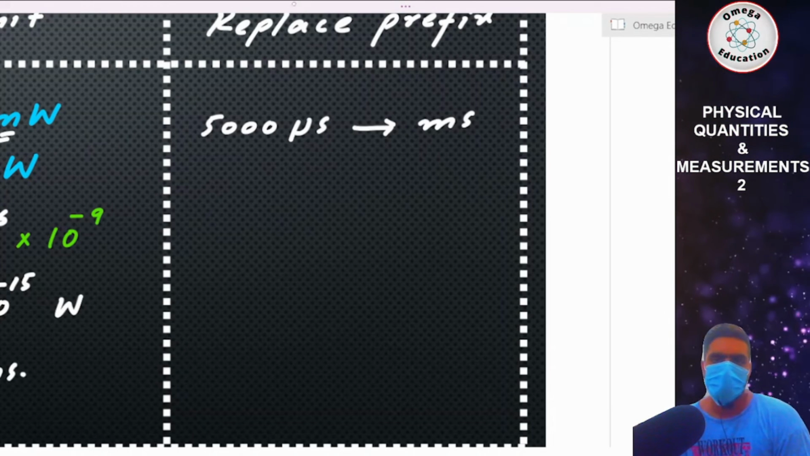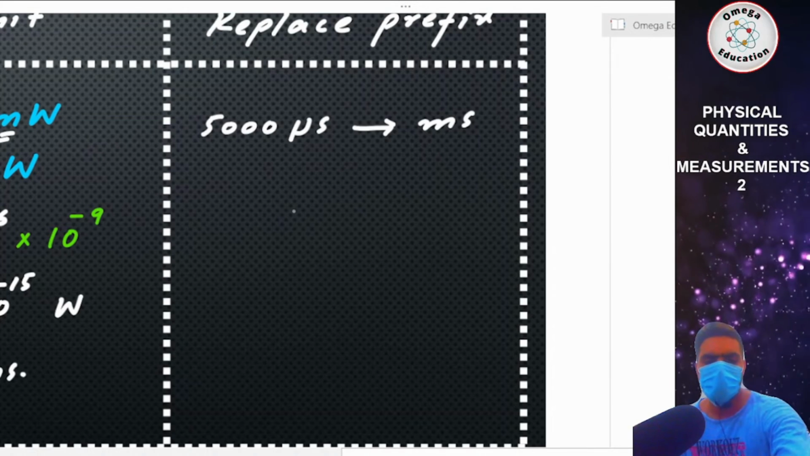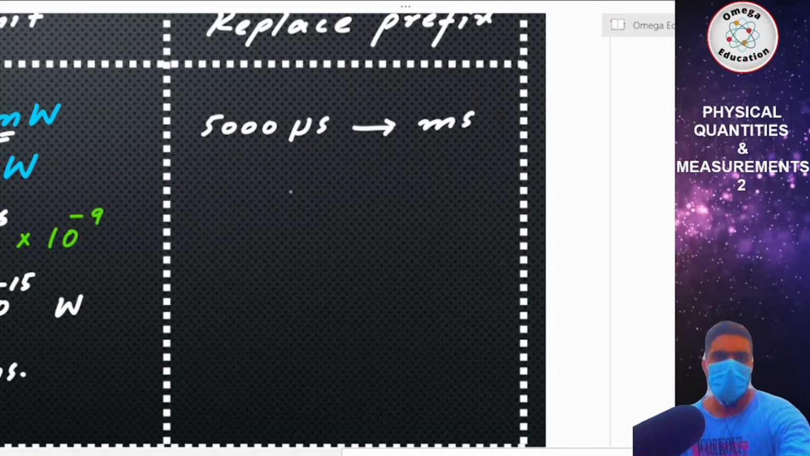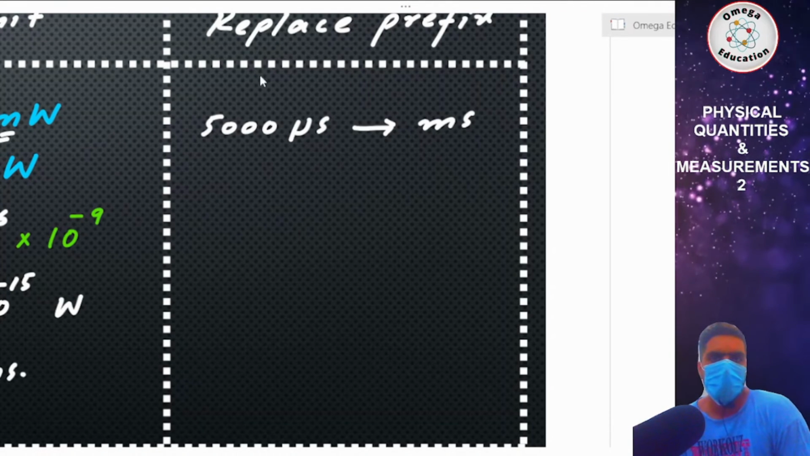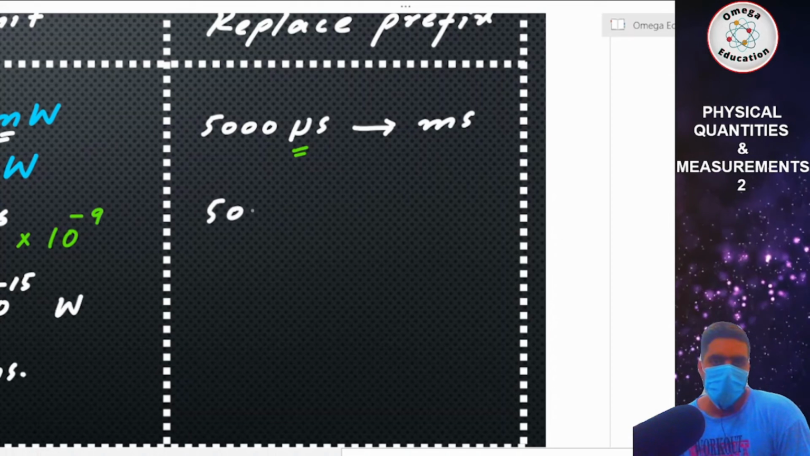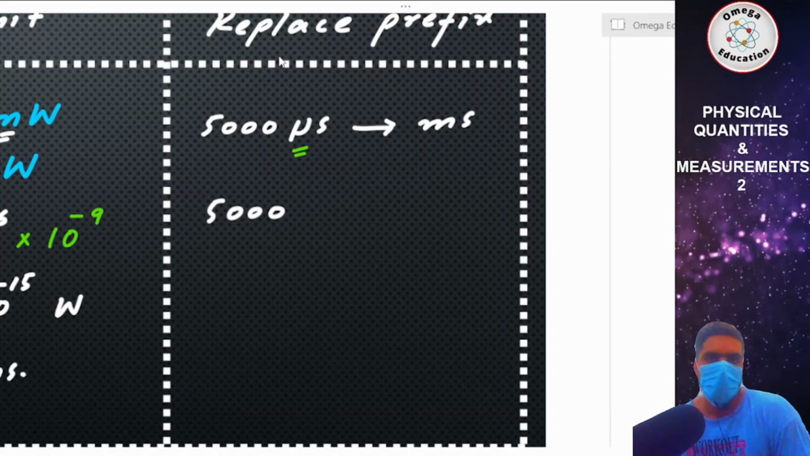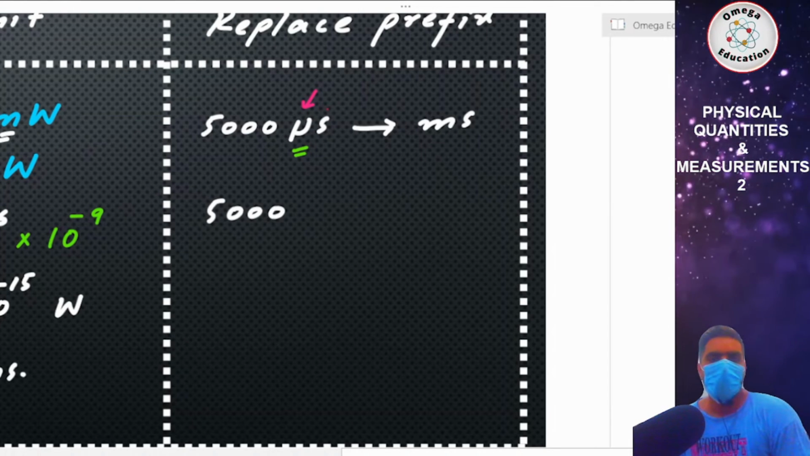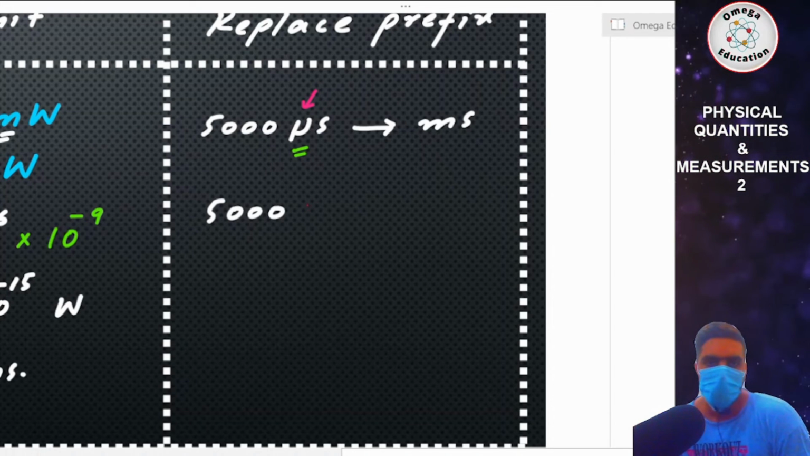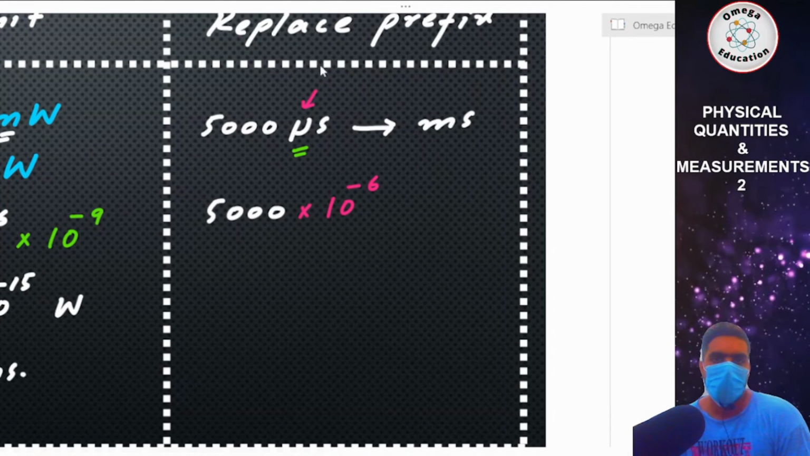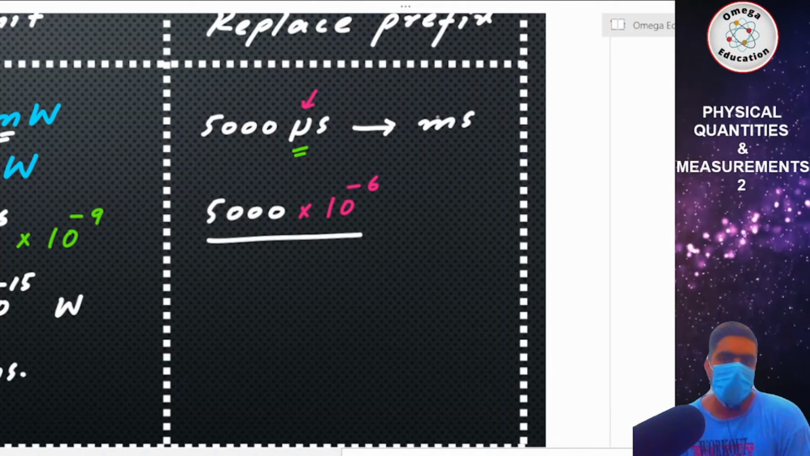How do we do that? What is the easiest way? Well, the easiest way is the first prefix that you have, because when we had to remove the prefix, we were multiplying. So you multiply the value with the first prefix, 5000, and I know that this symbol represents micro. How do I know that? From the table. So I write 10 to the power minus 6 here, and I divide it by the second prefix that I need to get my answer in.